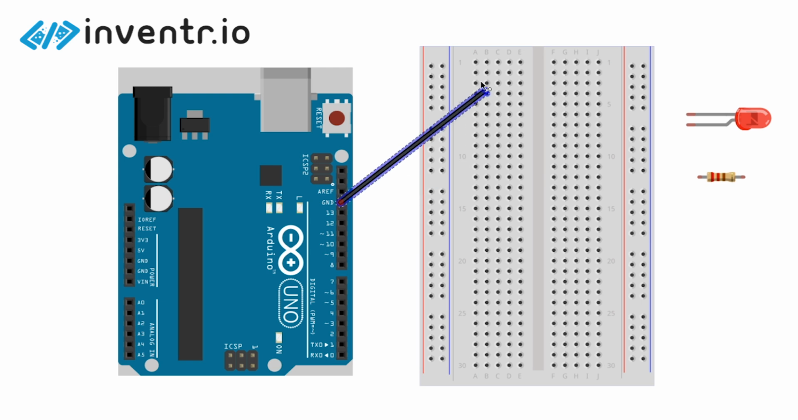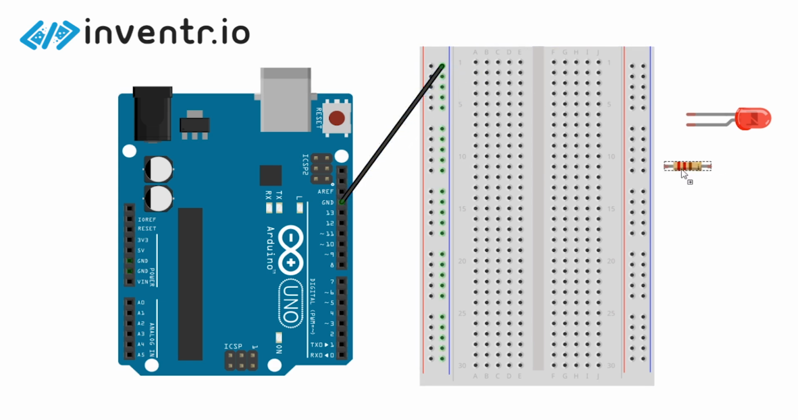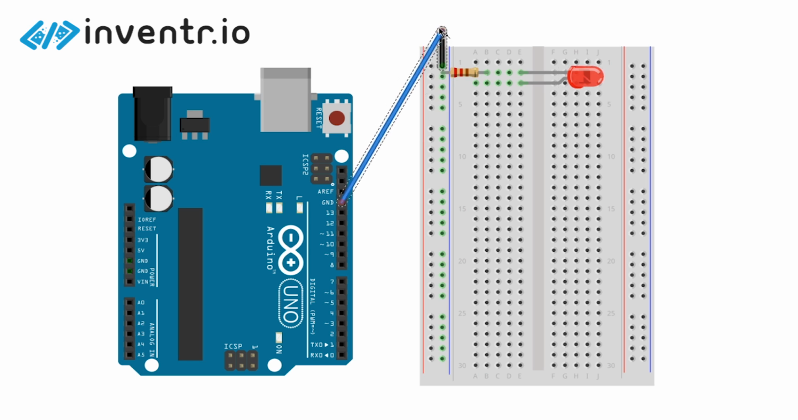So we'll take the ground here, we'll bring it to our same 220 resistor, and then we'll bring it to the LED. Just like before when we wired up the LED. However, this time we're going to go to PWM9.